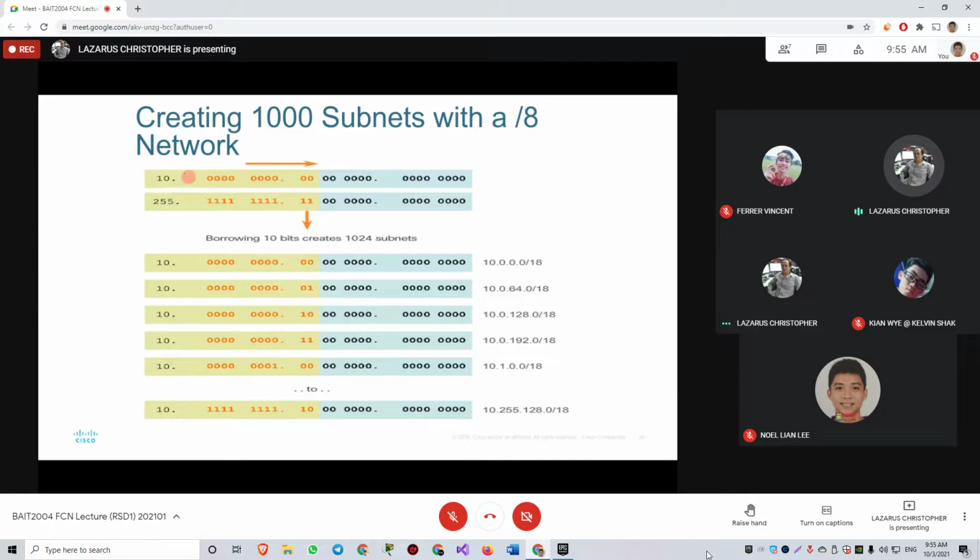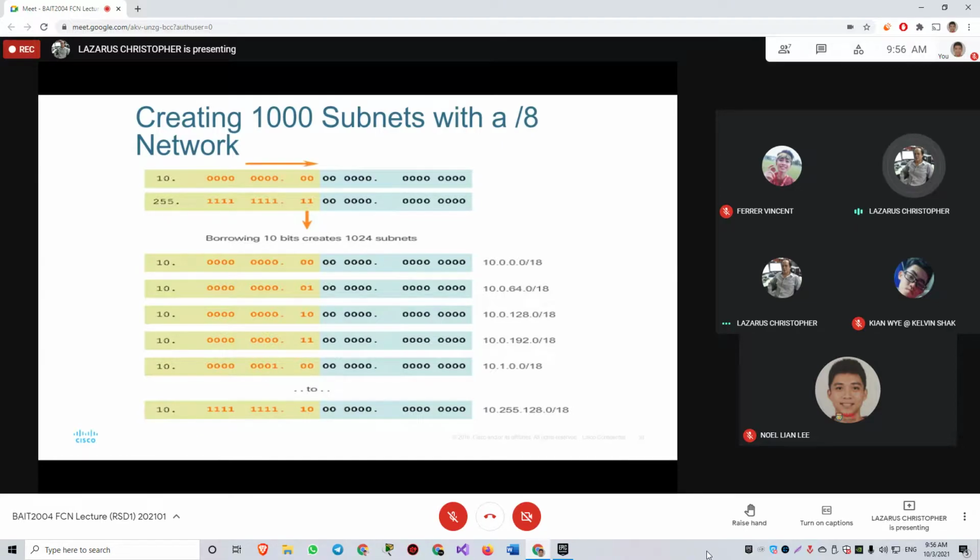And here you borrow 10 bits, 8 plus 2, 10 bits. So you borrow 10 bits. Okay, formula all the same, right? The technique all the same. Again, dealing with larger numbers. This one, even larger numbers, you can create a /8 network.